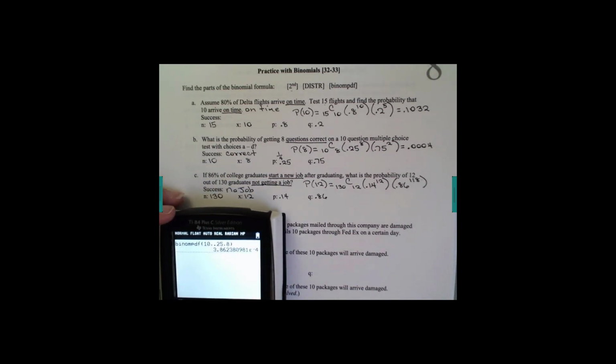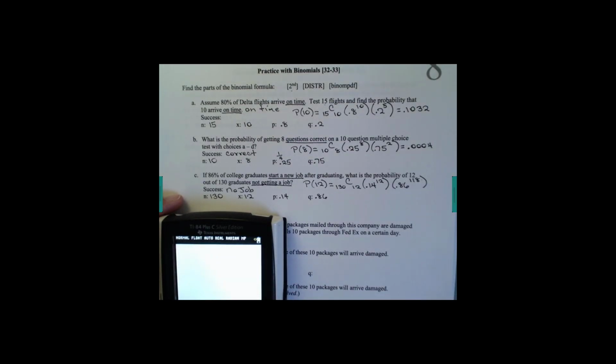Okay, next, let's take a look at C. I'm going to clear it again. I'm going to go back to second distribution, and I'm going to go down to binomial probability distribution function. And this is where, when it has the numbers that are so large, this is where it really helps me. Out of 130 trials, I have a probability of success of 0.14, and I'm interested in how many successes. What was the X on this one? 12, right?